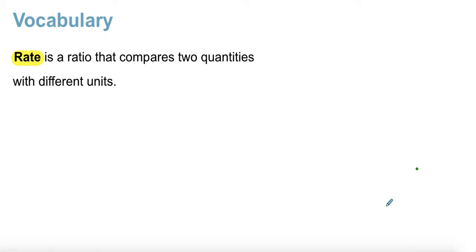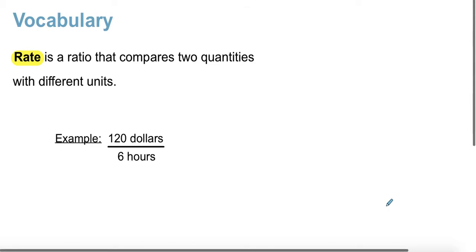A rate is a ratio that compares two quantities with different units. For example, if I earned $120 in 6 hours, the two quantities that I'm comparing are dollars and hours.